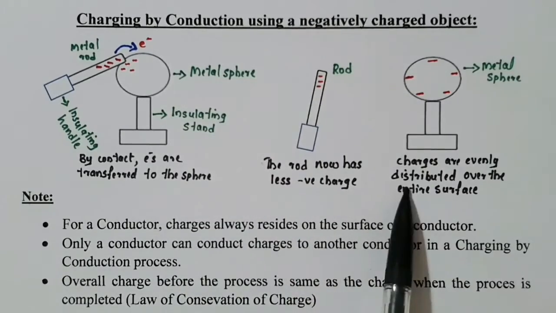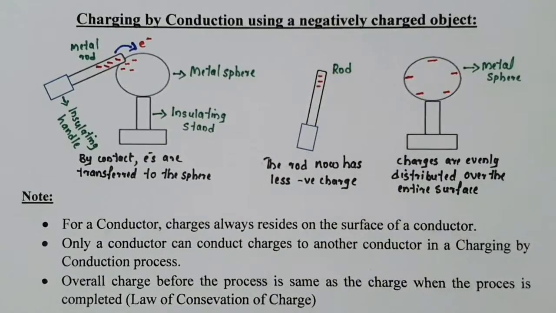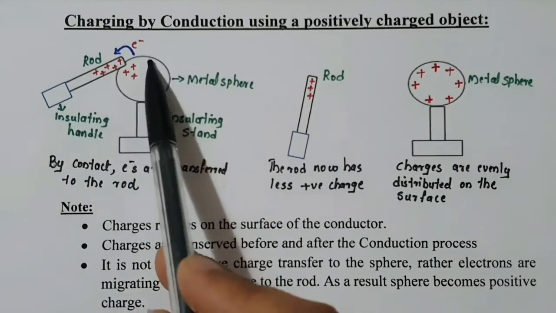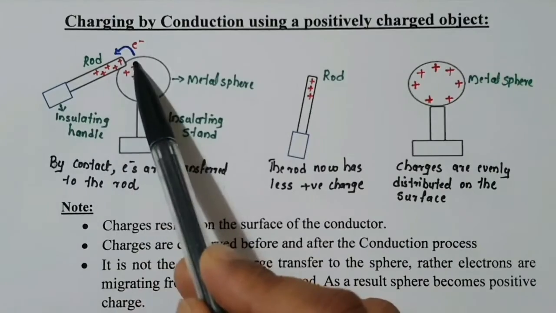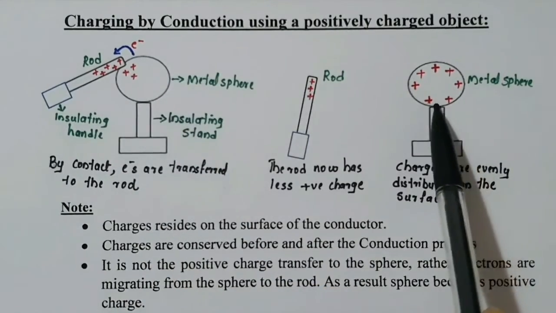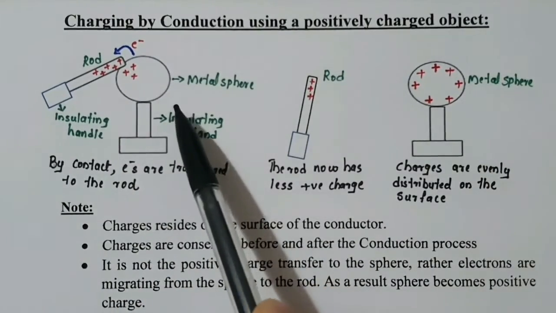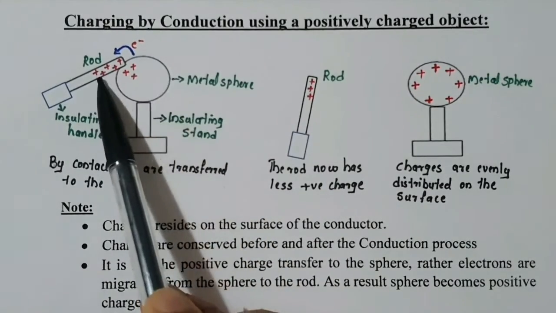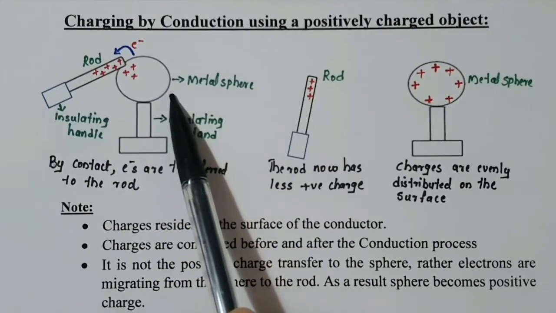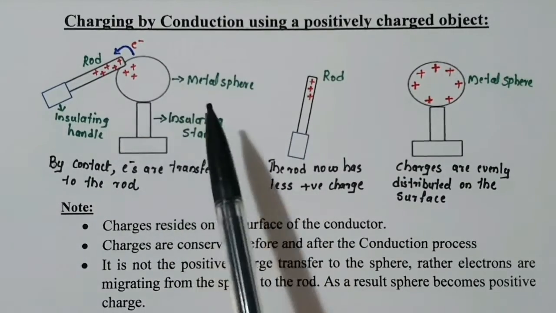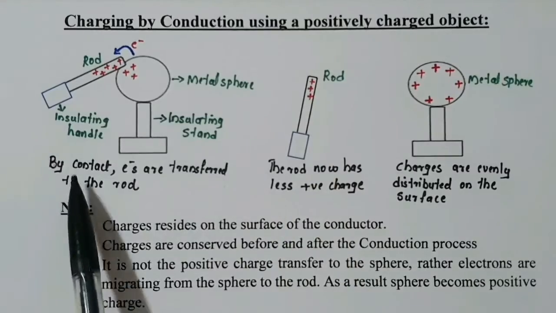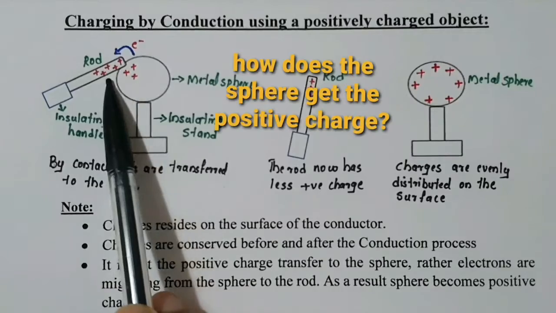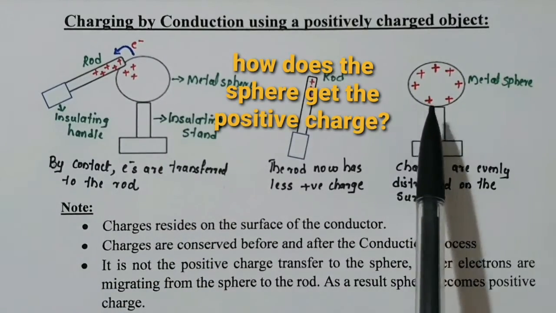Now, in a similar way, we can charge a metal sphere positively. When you touch the metallic sphere with a positively charged rod, the metal sphere acquires a positive charge. Please note here that it is not the positive charge transferred to the sphere from the rod. Positive charge is the charge of a proton, and we know that protons cannot move. Only electrons can move. If the positive charges cannot move, then how does the sphere get the positive charge?